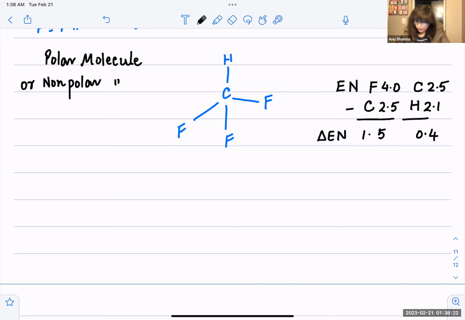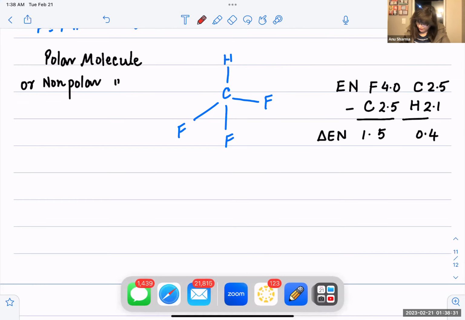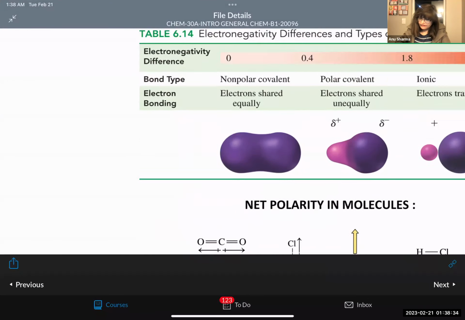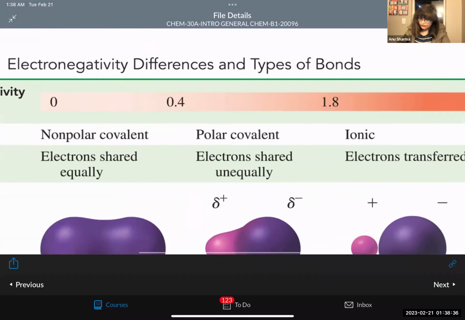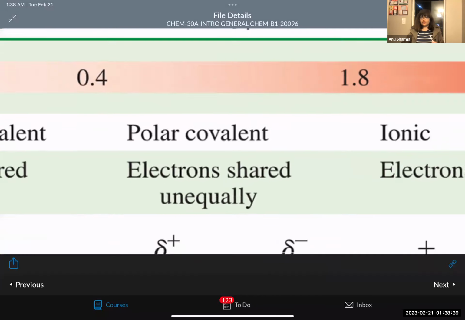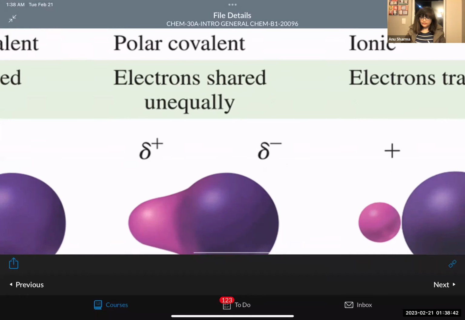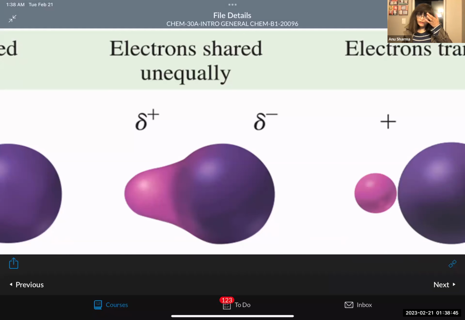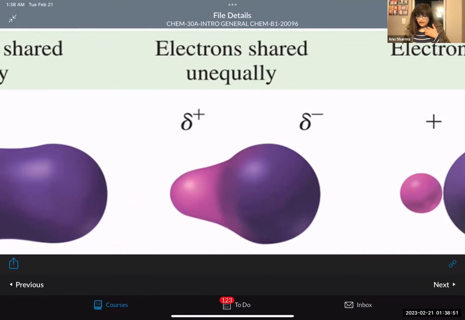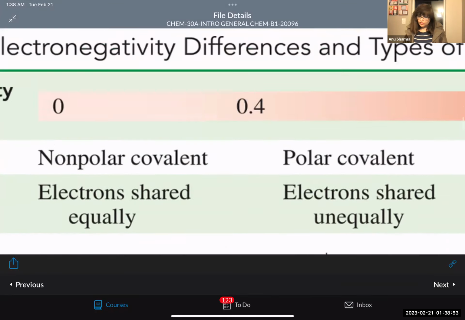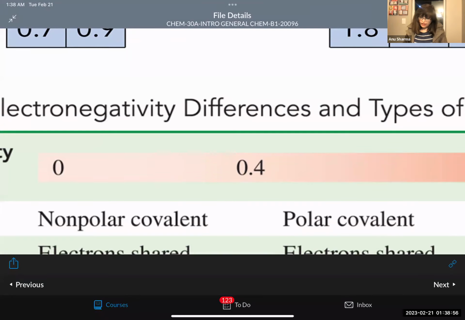Okay, so fluorine is highly electronegative, more electronegative than carbon. So look at that. We see here that the difference in electronegativity between fluorine and carbon comes out to be 1.5. So this is a polar bond. That means unequal sharing. And so there is going to be a charge, okay? Delta positive. And then carbon and hydrogen have 0.4, like it's right at the border. So it's right at the border. So generally it's considered as non-polar, okay?